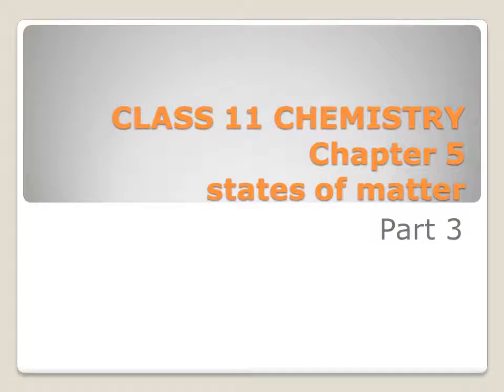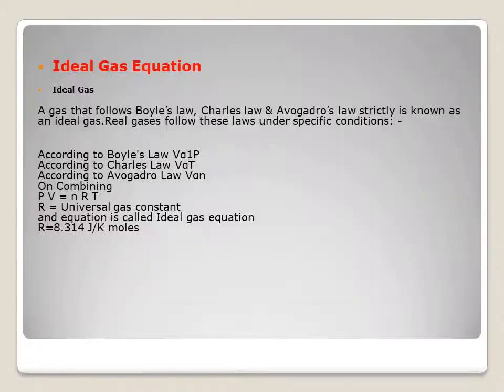Now start with part 3 of chapter 5. We are going to start with the ideal gas equation. Before we start its derivation, we have to know what an ideal gas is. A gas that follows Boyle's law, Charles' law and Avogadro's law is known as an ideal gas. Real gases follow these laws under specific conditions.